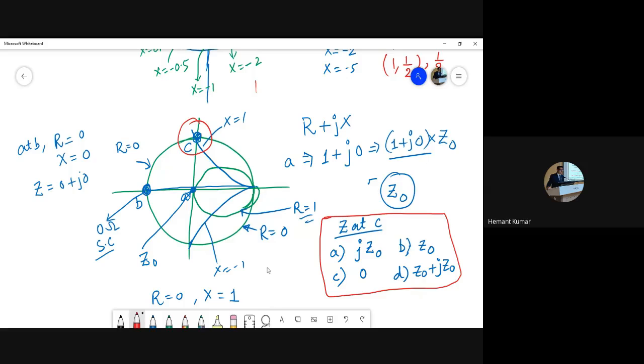And even if Z naught is not given, you can directly write J zero. If Z naught is not given, the options may be like this also. You should not be confused by the options. You may get the options like this.